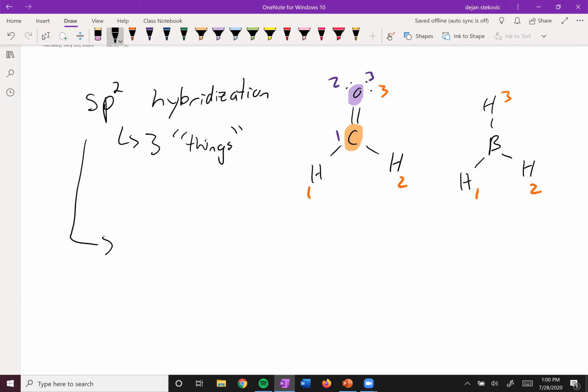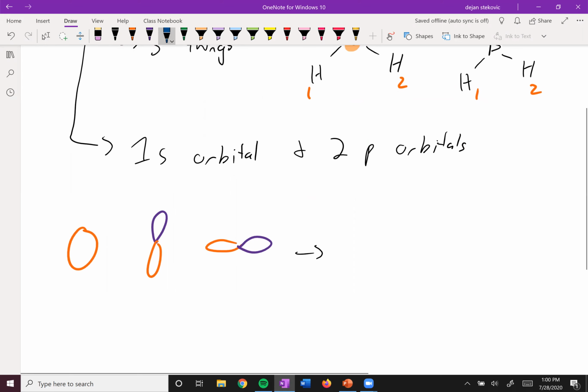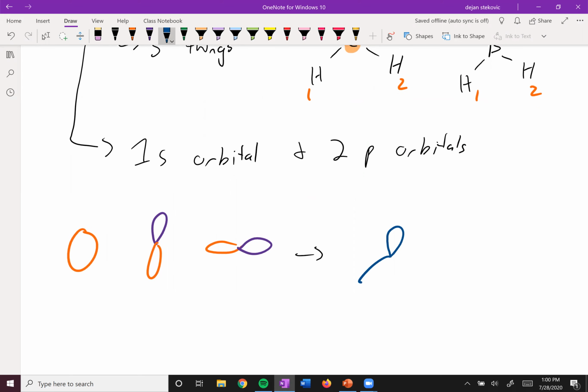Right, again, the name sp2 hybridization implies one s orbital and two p orbitals. And so you have your sphere and then two of your dumbbells all mixing together. And when they mix together, you get three sp3 orbitals. Or three sp2 orbitals, my bad.